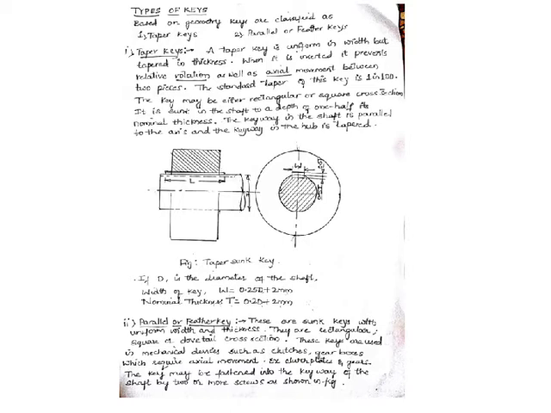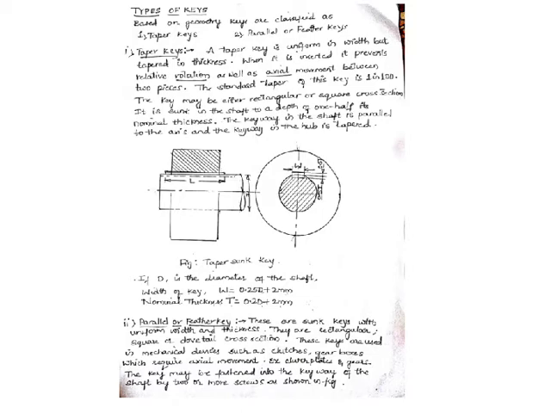A taper key is one which prevents the relative rotation as well as the axial movement between the two pieces. The taperness provided to this type of key is 1 in 100, and the keys may have a rectangular or square cross section.